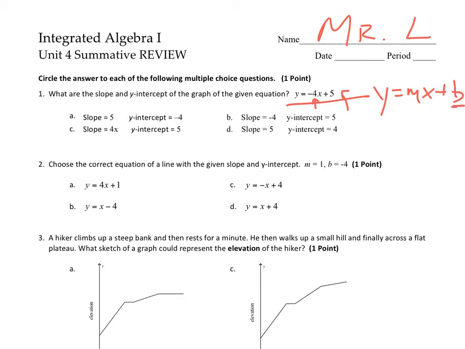Anyways, the slope is -4 because it's right in front of the x, so the answer has to be B. That's the only answer that has a slope of -4.